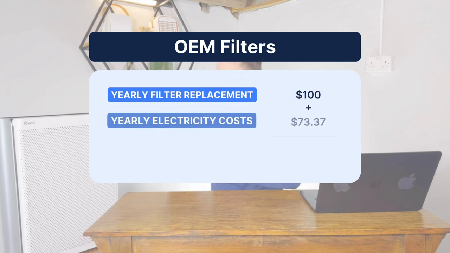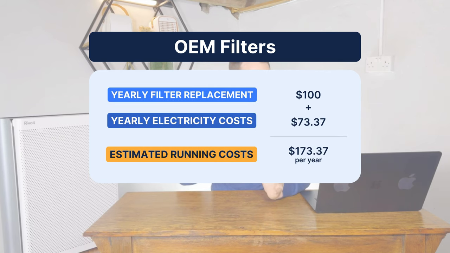So assuming that you use this device on its highest turbo speed, it's going to add to the average American household an additional $73.37 on your yearly bill. So yearly costs, if you go for the OEM filters, is going to be $173.36.